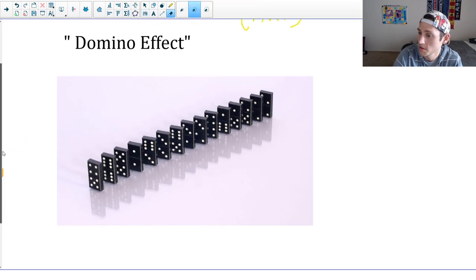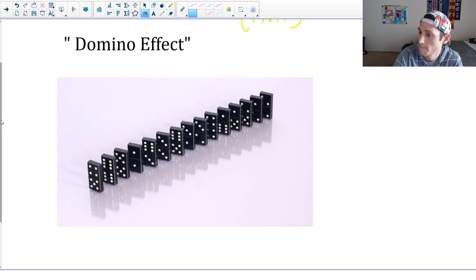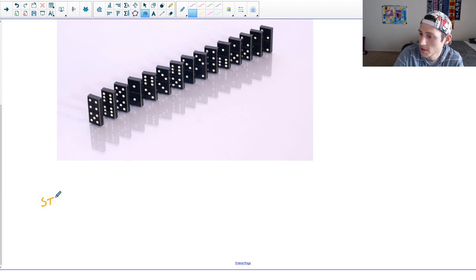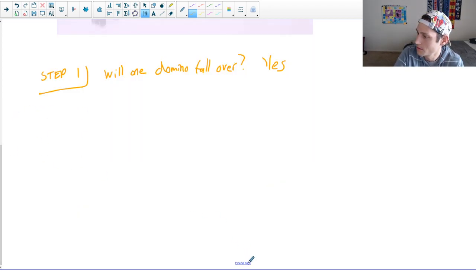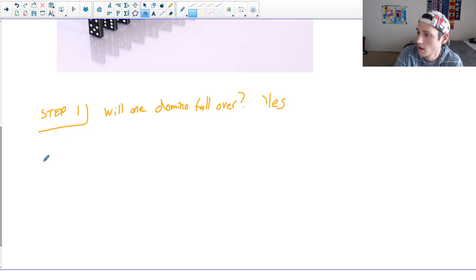So if I have a bunch of dominoes standing up, my step one, which I'm making analogous to a process that we're going to do, is: will one domino fall over if I push it? If I just set up one single domino and I push it, will it fall over? Yes, it will. Get your own dominoes. You know, go get some from your grandma. My grandma has a ton.